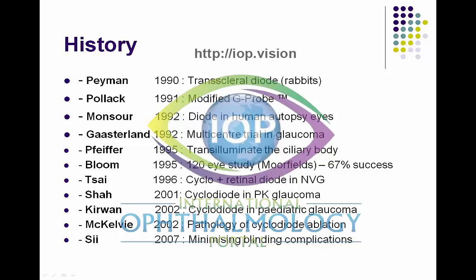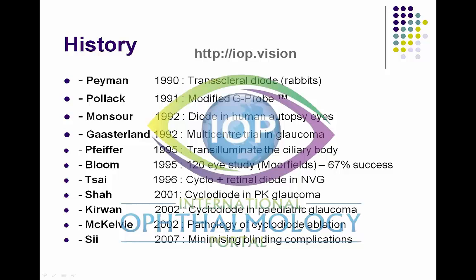In 1995, Pfeiffer emphasized the importance of transillumination of the ciliary body during diode laser cycloablation. And then another seminal paper in 1995 by Bloom et al. was the study from Moorfields of 120 eyes, which defined the basic success rate of diode laser cycloablation, which is normally around about two-thirds success.